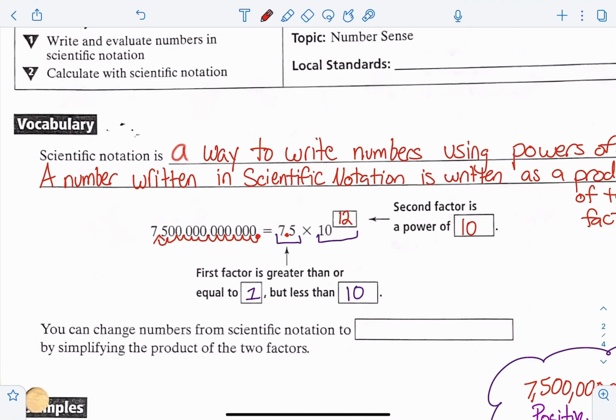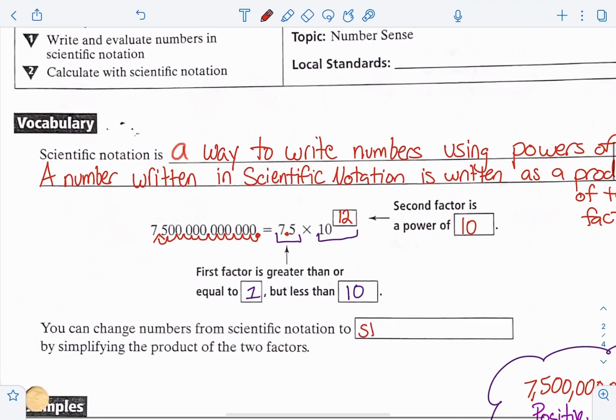So you can change numbers from scientific notation to standard notation simply by following the product. If I put in my calculator 7.5 times 10 to the 12th, I should get this number if I did it correctly.